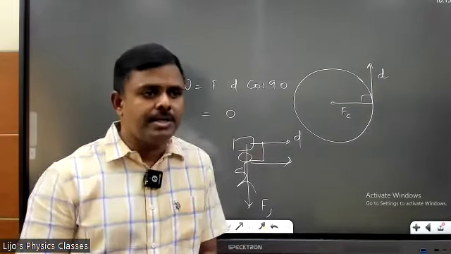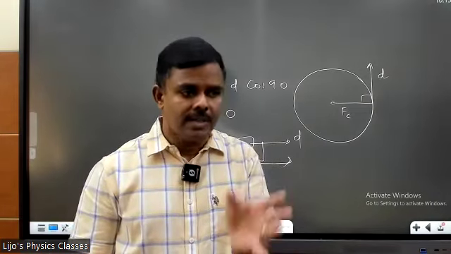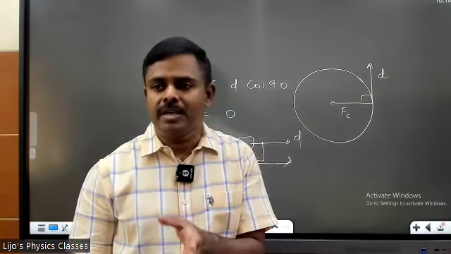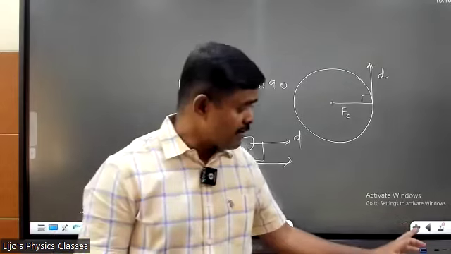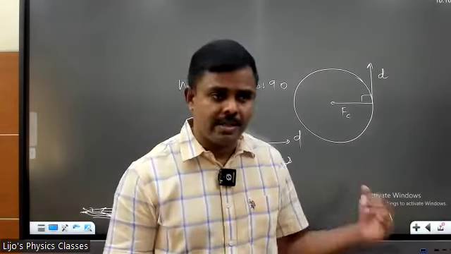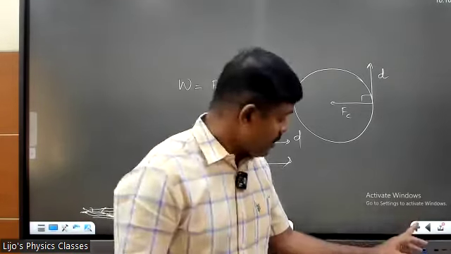So the point is very simple. This is where the chapter starts in the reader. Work can be positive. Work can be negative. Or work can be even zero. All right. Work is equal to zero. Got it? That is the first point. And the second point, I'll come to that. There is a numerical, a very important one, which uses integration.